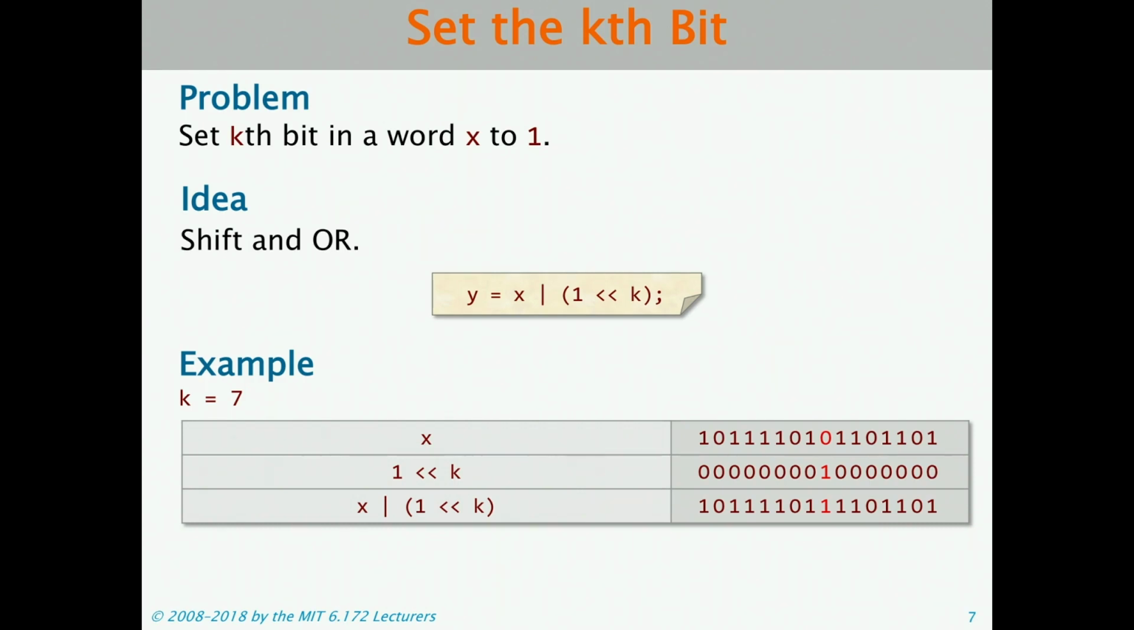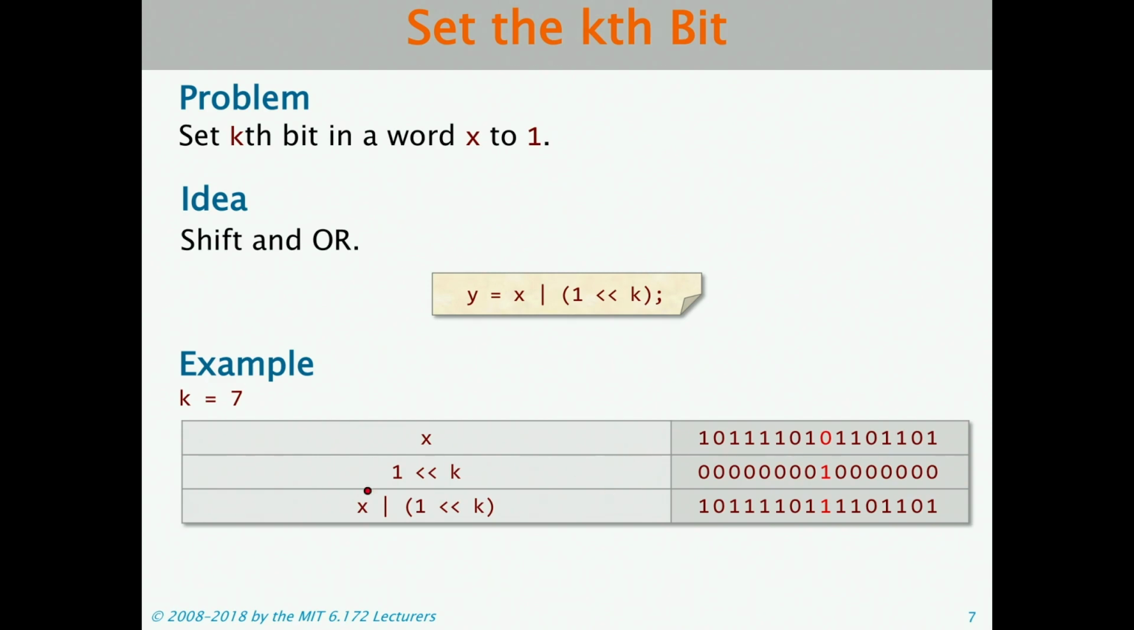Okay, so now let's look at some common idioms that you can do using these bitwise operators. The first one we'll look at is setting the kth bit in a word, x, to 1. The idea here is to use a shift followed by an OR. So we're going to compute 1 left shifted by k if we want to set the kth bit to a 1. And this gives us a mask with a 1 in exactly the kth position and zeros everywhere else.